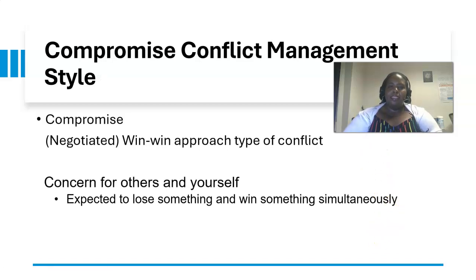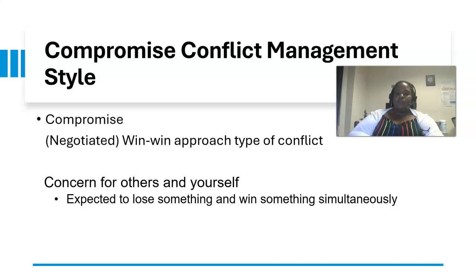Then we have the compromise. So negotiated win-win, negotiated lose-lose, when we give up something to gain something at the same time. So you don't get everything you want, but you get something. So you do have concern for others than yourself, but not everybody wins. So you might have some concessions that need to be made so the group can move on and continue on with the task. So sometimes getting everything you want is not possible, so this is the next best thing in order to resolve the conflict.